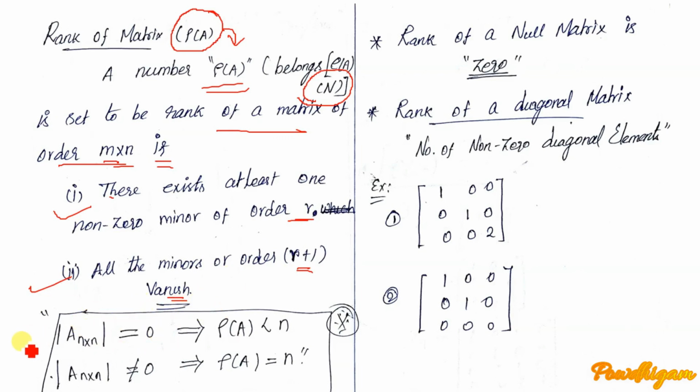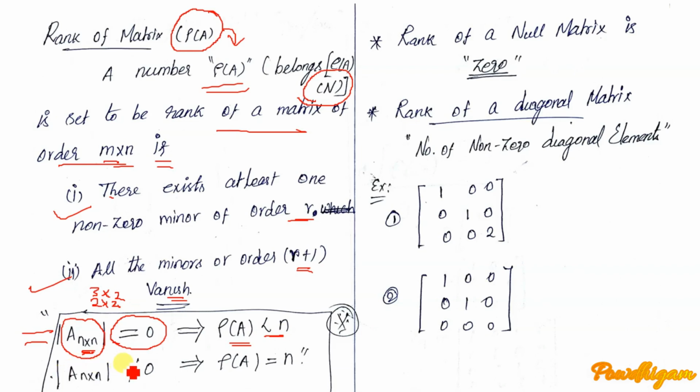We can directly tell if the given matrix is n cross n. What is n cross n? It is a square matrix, either 2 cross 2 or 3 cross 3. For any square matrix given, if the determinant of that matrix is equal to 0, then the rank of the matrix is not the order of the given matrix. It should be less than the order of the given matrix.